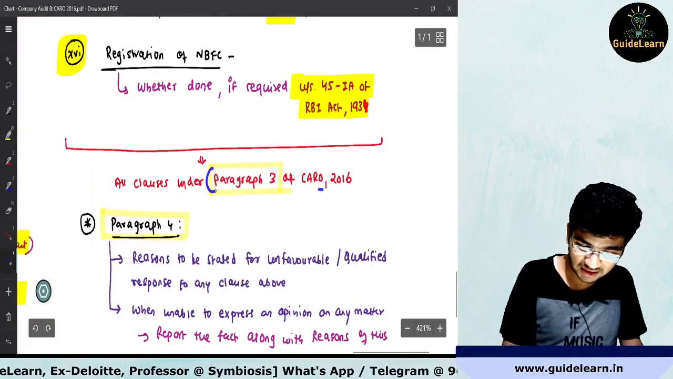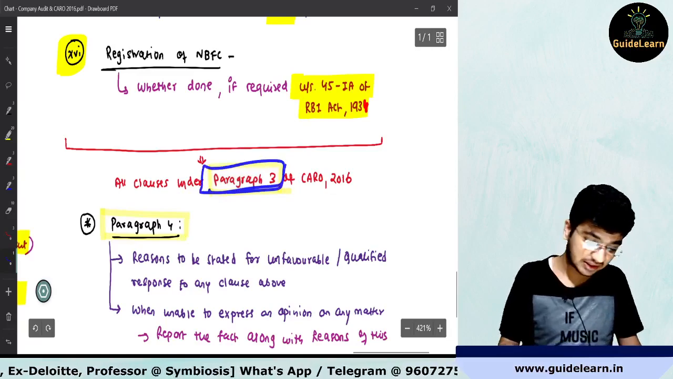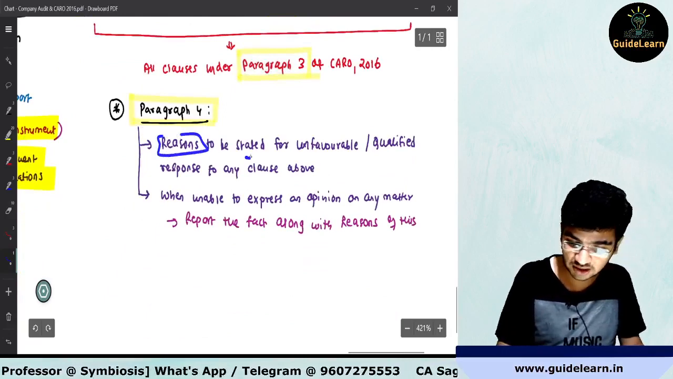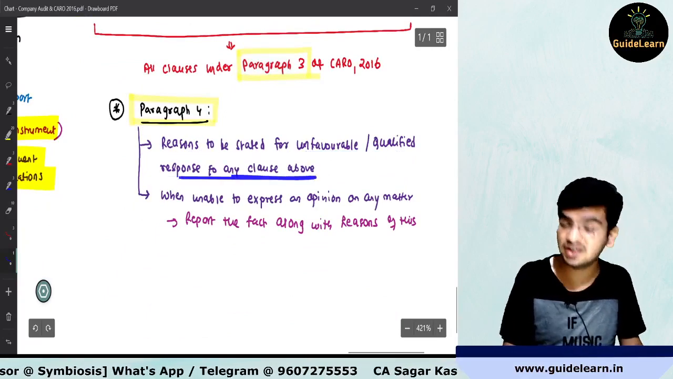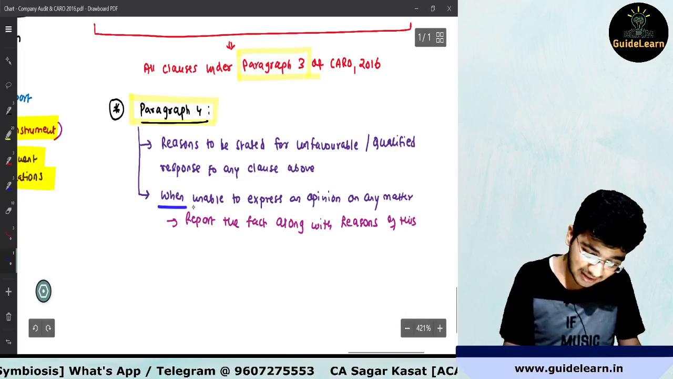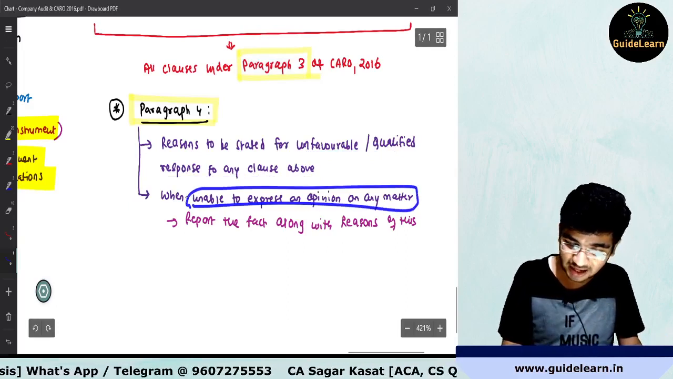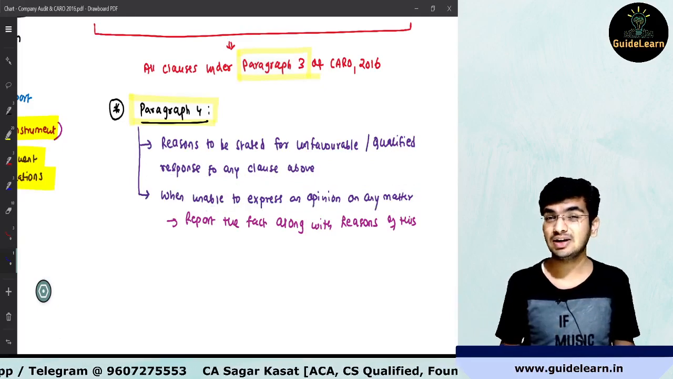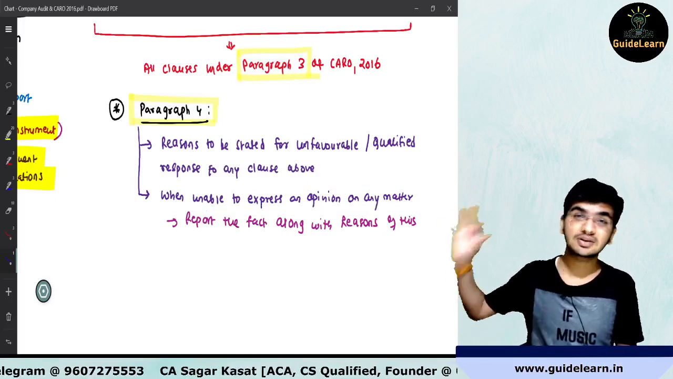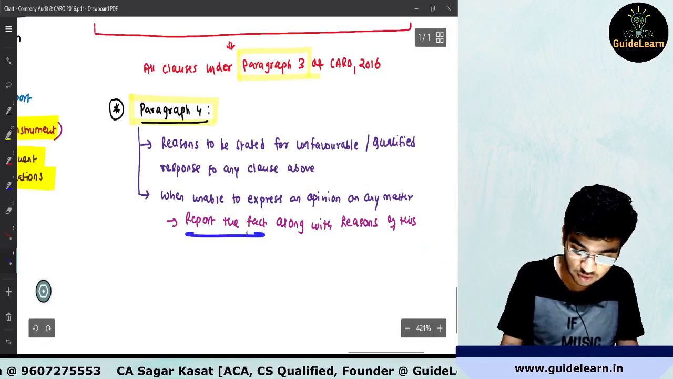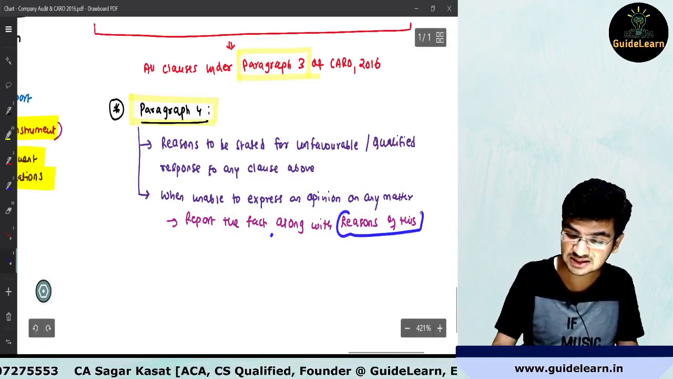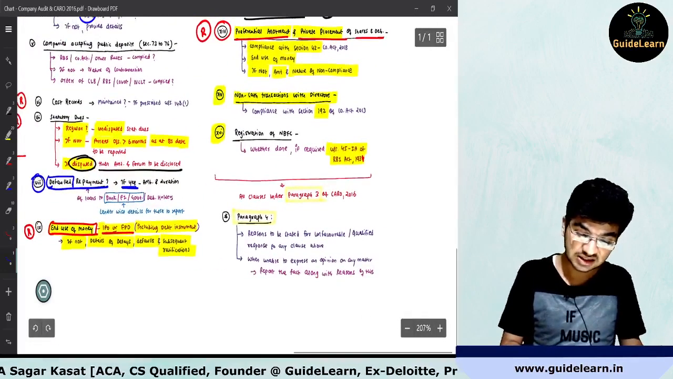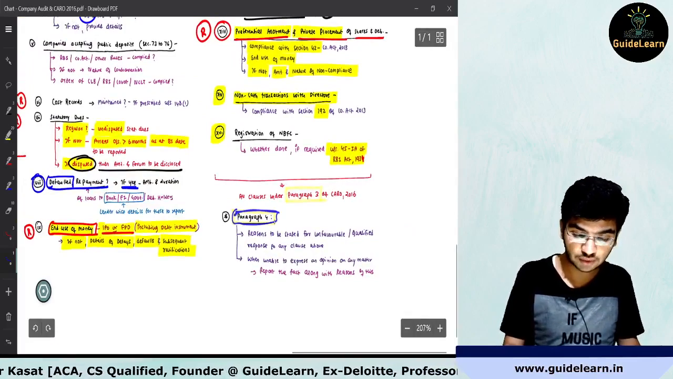Obviously all clauses are under para 3 of CARO 2016. And what about para 4? In para 4, reasons have to be stated for the unfavorable or qualified response to any of the clauses above. Where the auditor is unable to express an opinion on any matter, because of any limitation, if the auditor is not able to provide reporting in any of the 16 clauses, then the auditor has to report this fact along with the reason for this inability. Are you clear with this? This is very important. Para 4 is also important for examination purposes.